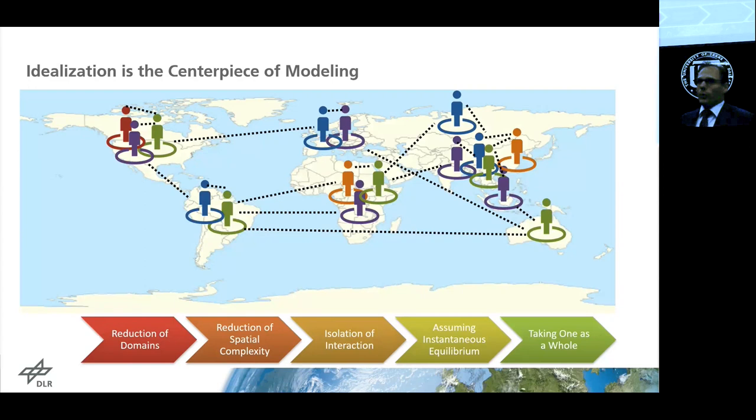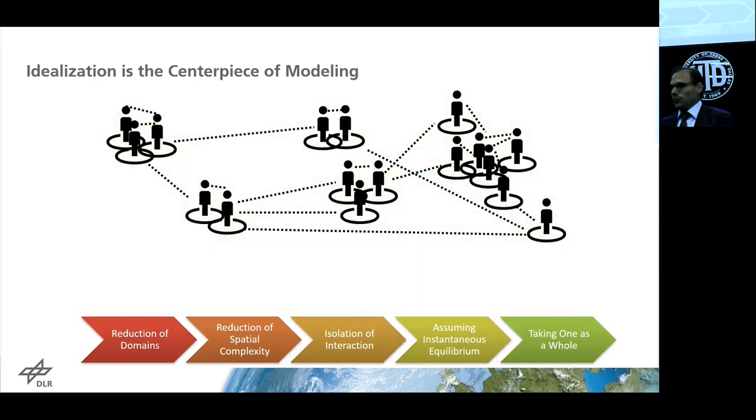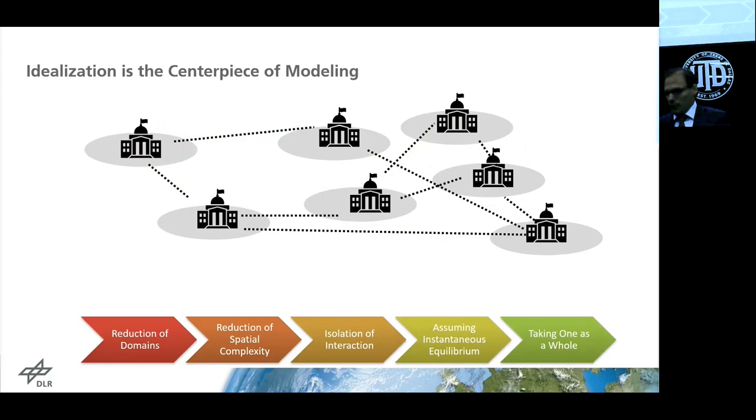And actually, even if you go to a non-physical system, you see that people do pretty much the same thing. So here you can take kind of a socio-economic simulation. Then people start to reduce the domains: all people are equal. Reduce the spatial complexity: let's ignore geography. Then isolate interactions, we just take groups or companies or organizations, and then take them as a whole, because within the company we treat everyone all the same. So even people from non-physical domains basically apply the same tricks.